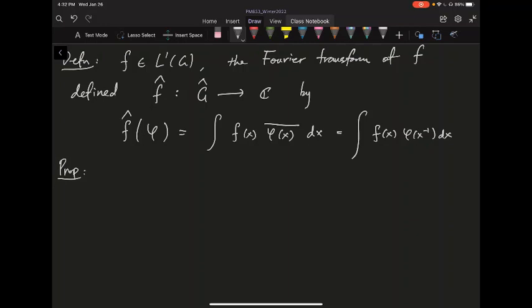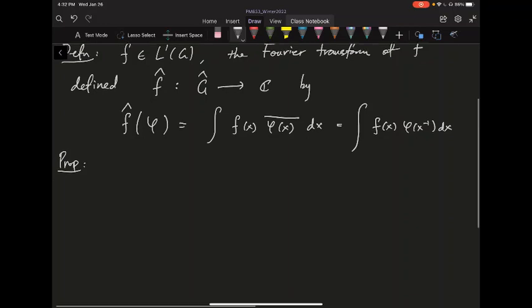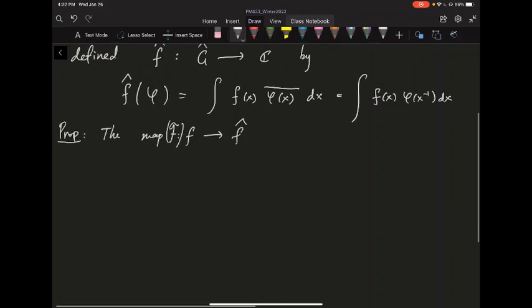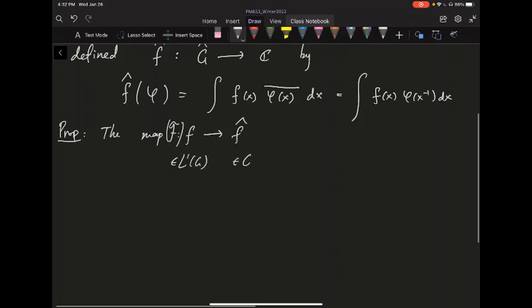All right, so let me write down the proposition. This map, from f to f hat, is basically the Fourier transform. Sometimes you use the notation script F. I rarely use that, but if you follow Folland's book, I think that's the notation in his book. So this map sends f inside L1 of G into C0 of G hat, and this is actually norm decreasing.